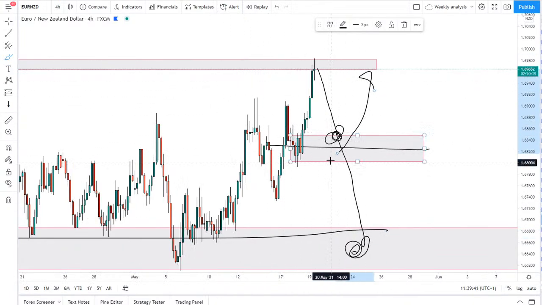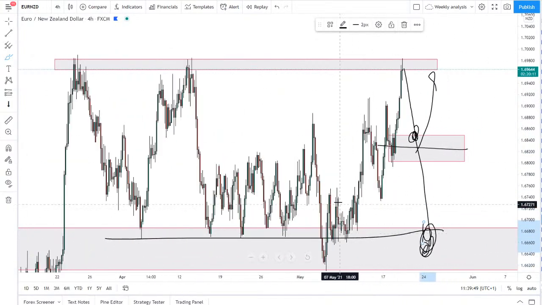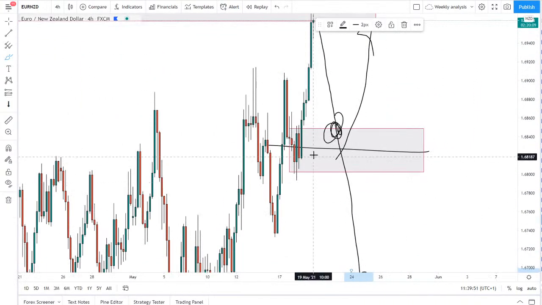But anyway, you probably would have banked some profits anyway, and if you were to push through that, back into this support will probably be the final target, which will be a great trade if it does play out. So yeah, it does look good.